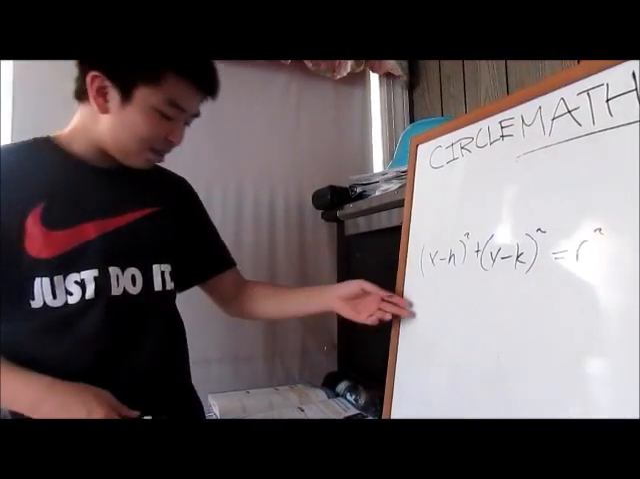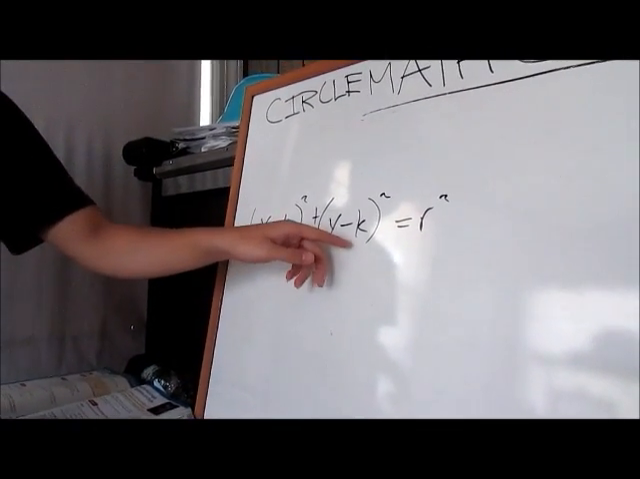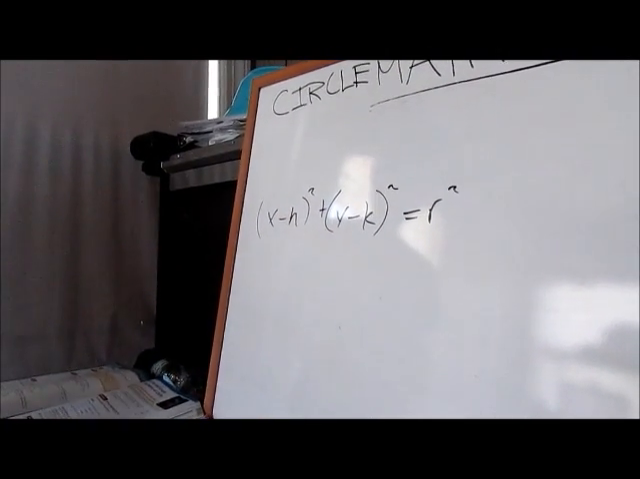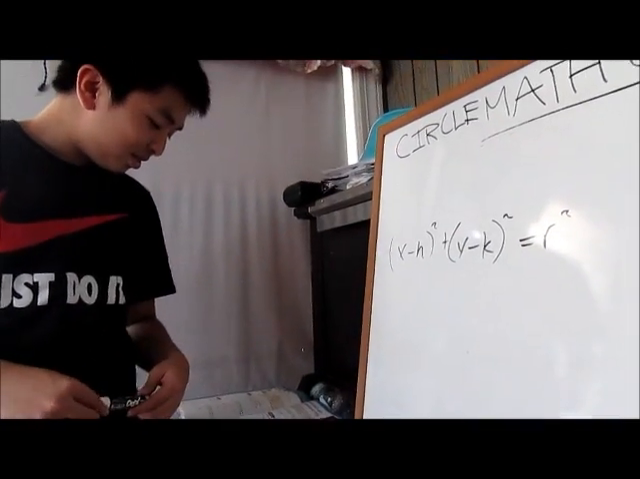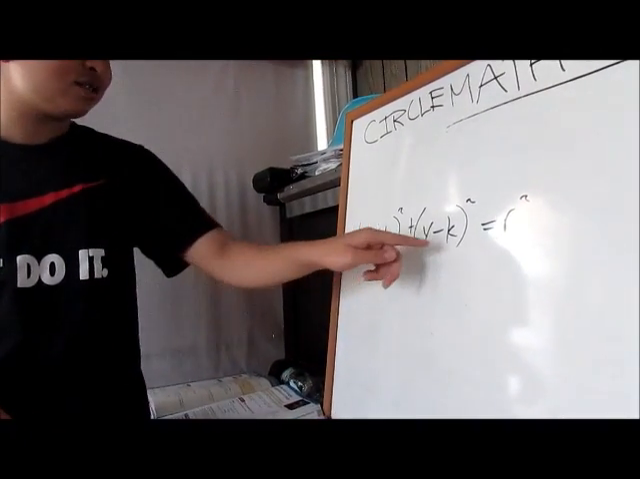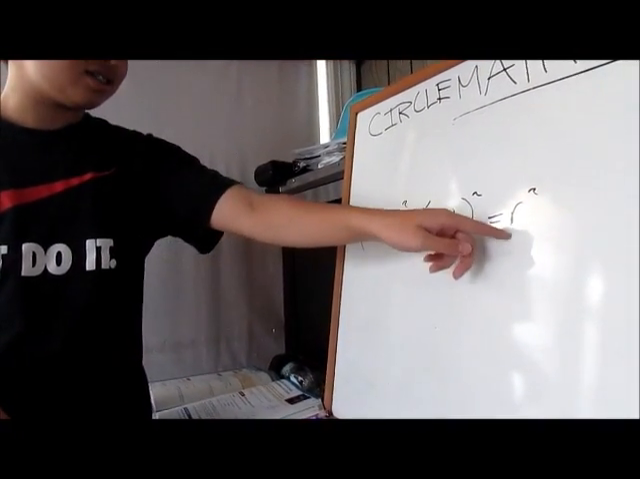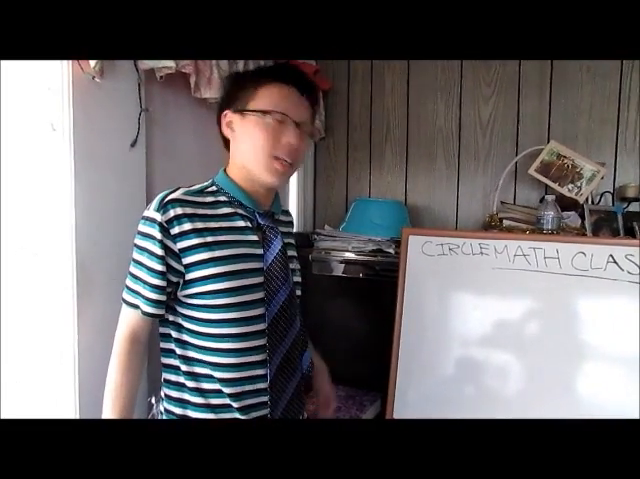So this is the standard equation of a circle. This variable and this variable represent the two coordinates of the center of a circle. So if the center were the origin, this would be 0 and this would be 0. And that's the radius.